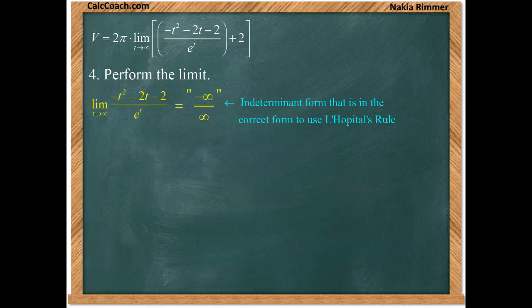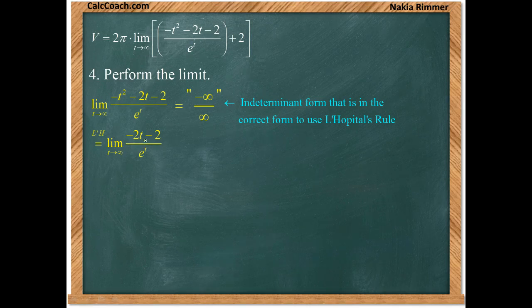Write quotations around it. It's not an actual number. It's just a symbol that stands for some number that we don't quite know what it is. We have to actually perform L'Hopital's rule to figure out what it is. There's no algebra that we need ahead of time. We can just go ahead and do our first iteration of L'Hopital's rule, which requires you to take the derivative of the numerator and divide that by the derivative of the denominator. So the numerator's derivative is negative 2t minus 2. The denominator's derivative is just e to the t.